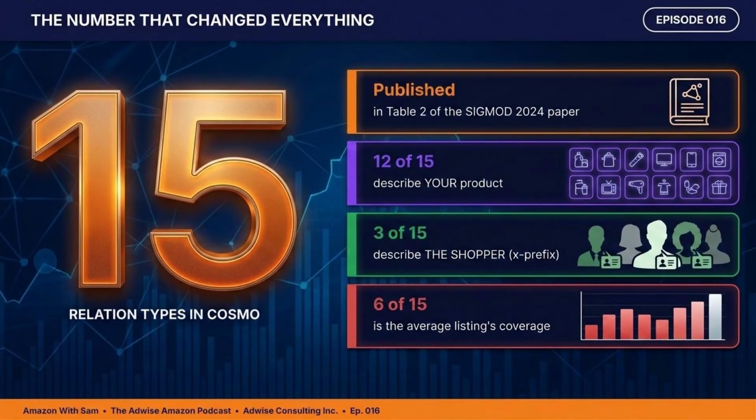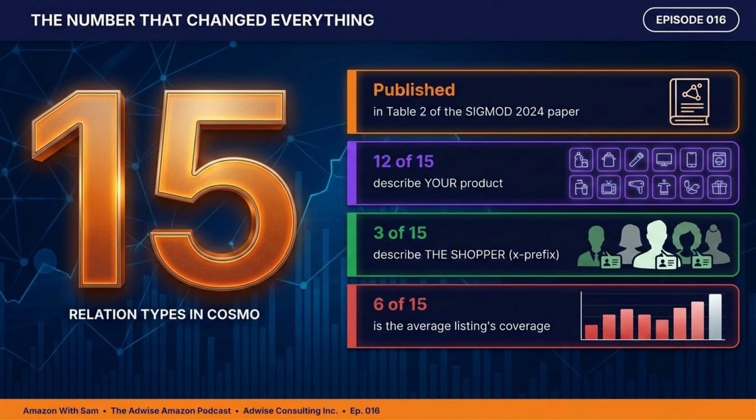Pulled straight from Table 2 of the Amazon Science paper at SIGMOD 2024, 15 relations total, not 5, not 10. 12 of them describe your product, 3 of them describe the shopper, the x-prefix ones. Average listing covers only 6 of the 15. That's the number that Amazon's own research team published in 2024.